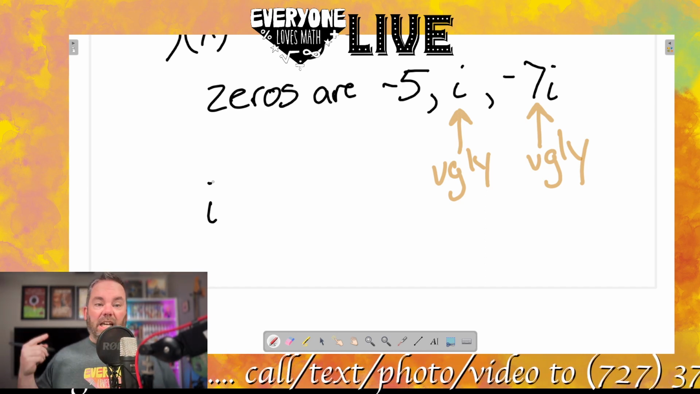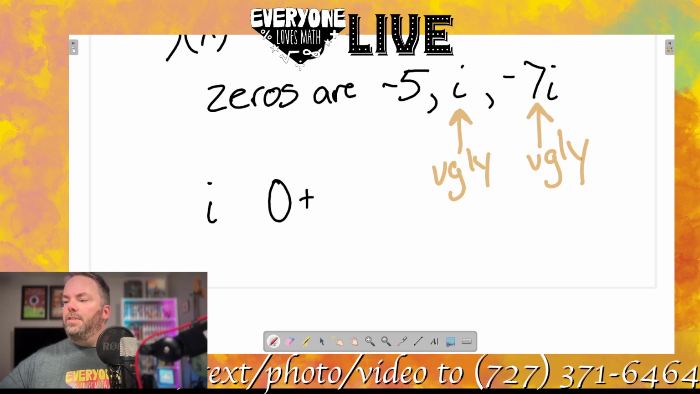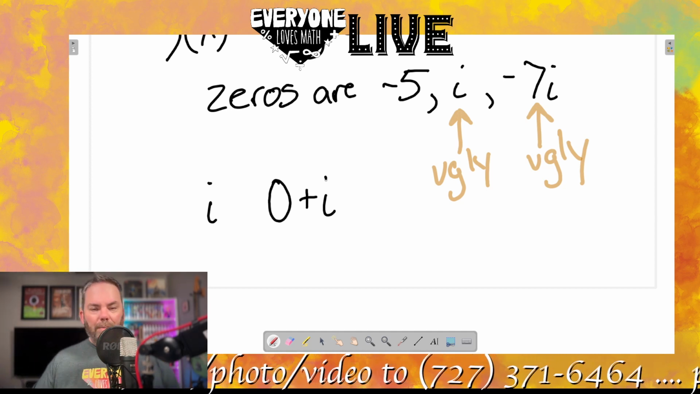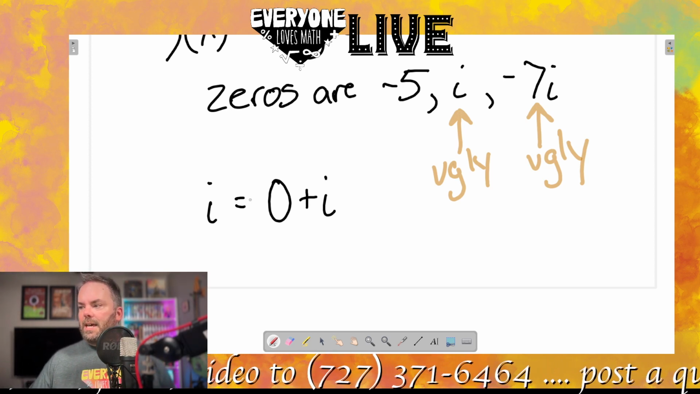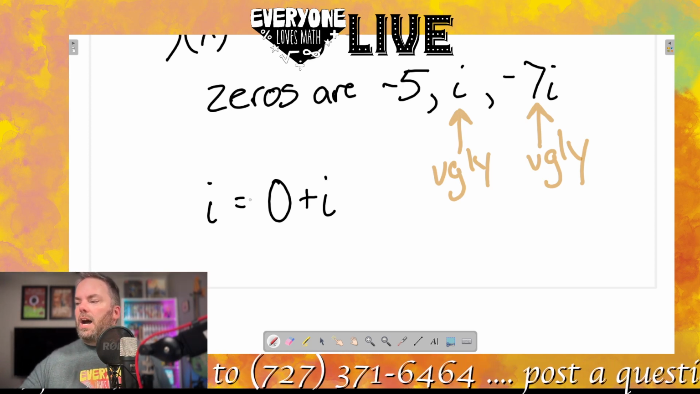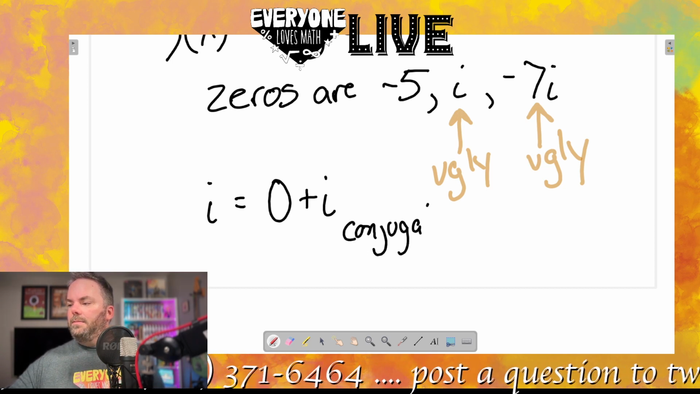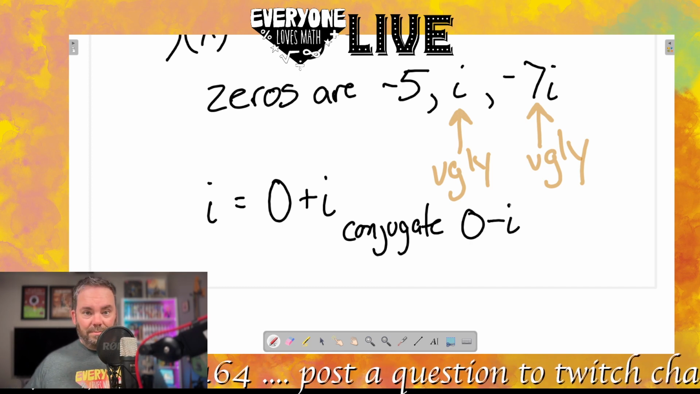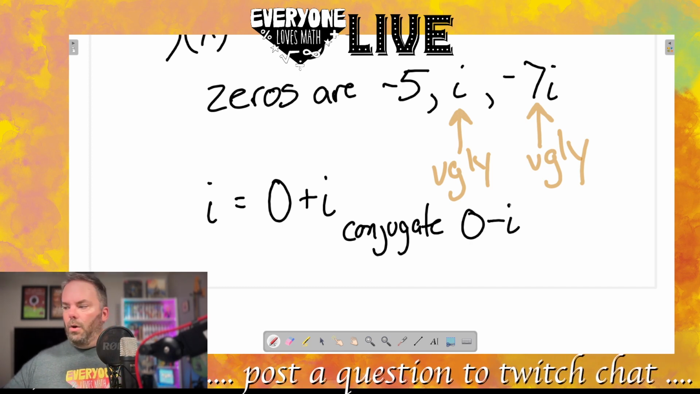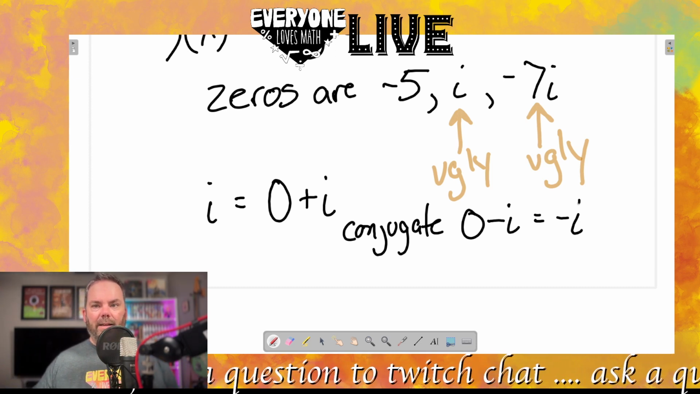But if I want to find the conjugate of i, then I need to make i look like the difference of 2 squares pattern. So I'm going to call it 0 plus i. i is the same as 0 plus i. And so the conjugate of that would be 0 minus i. Another way to say 0 minus i is negative i, or minus i.